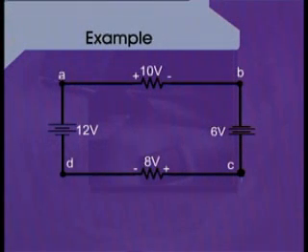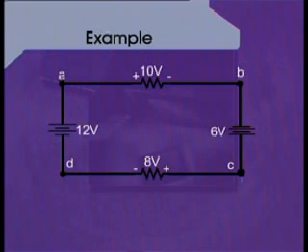The slide shows a circuit consisting of 2 voltage sources, each having a value of 6 and 12 volts. There are only 2 resistances which have been used in this circuit.